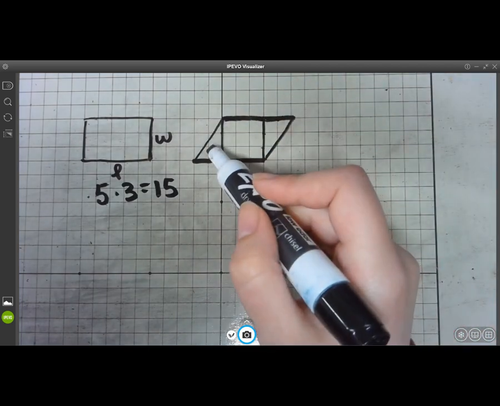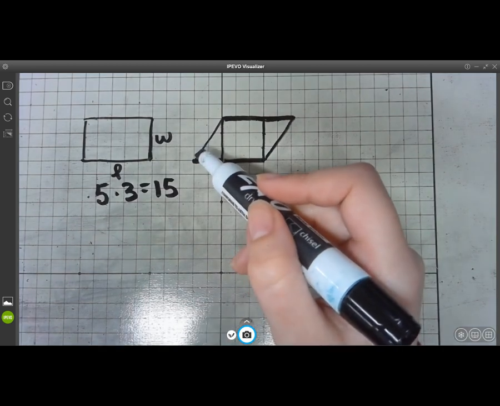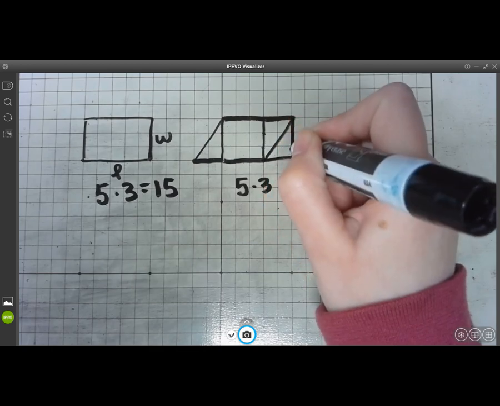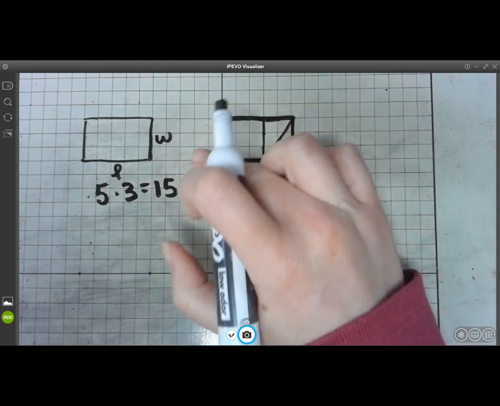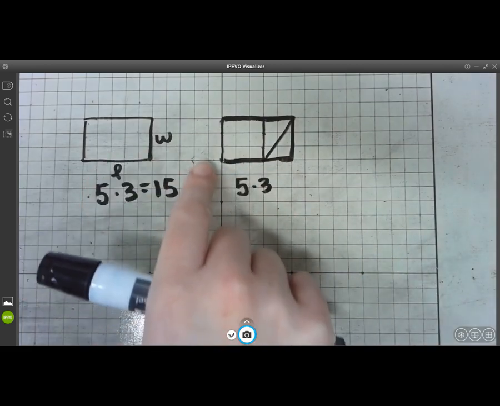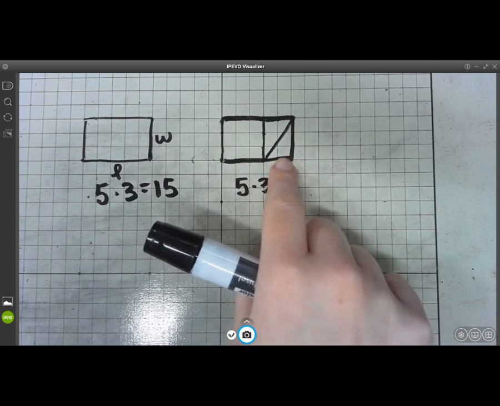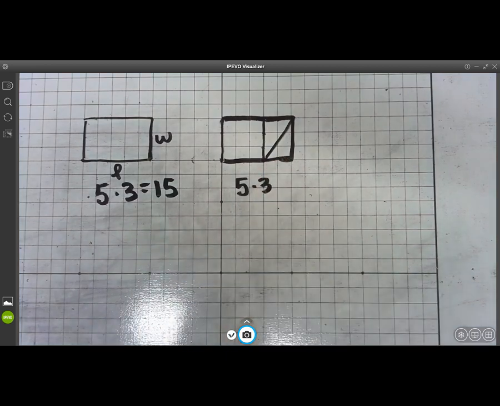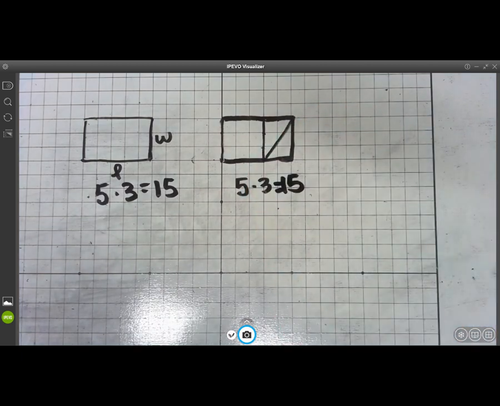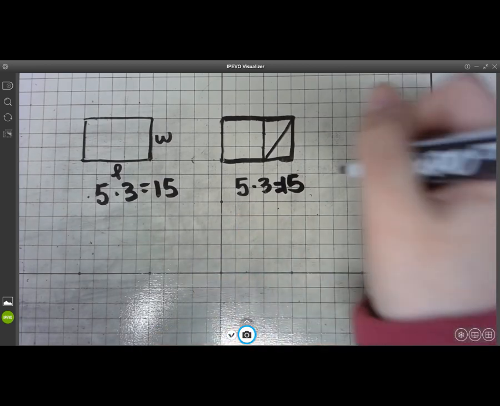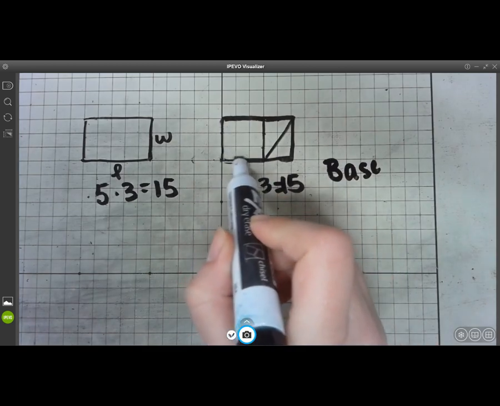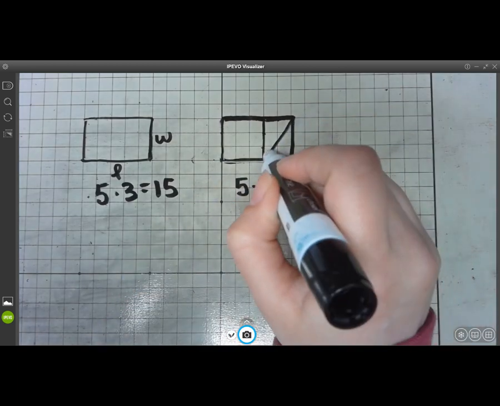Well, this shape can be moved. We could cut that off with a pair of scissors and slide it right over here. And now we have the exact same rectangle we were dealing with here. We just slid part of that quadrilateral over here. And we end up with 5 times 3 again, which is 15. So for our parallelogram, we would do base, which was the length that was on the bottom here, times the height.